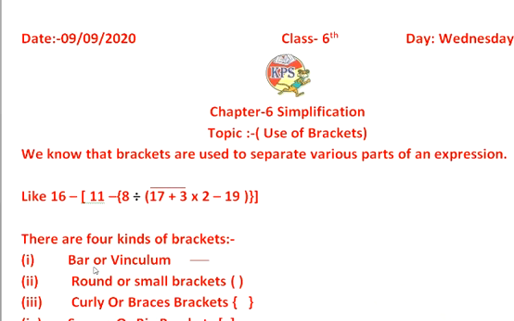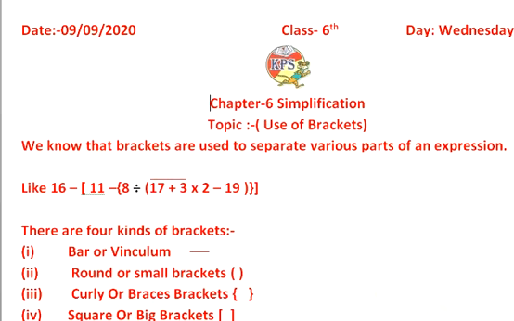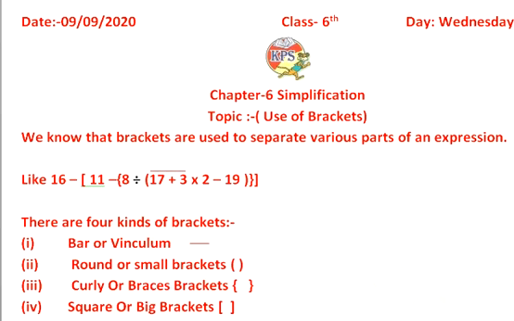First is the bar or vinculum bracket. This is a line which is drawn above the number. Second bracket is the round or small bracket. Third is the curly or brace bracket. Next is the square or big bracket. These are the four brackets.